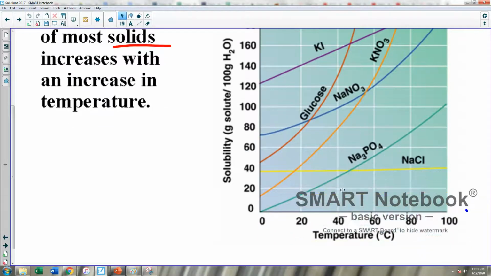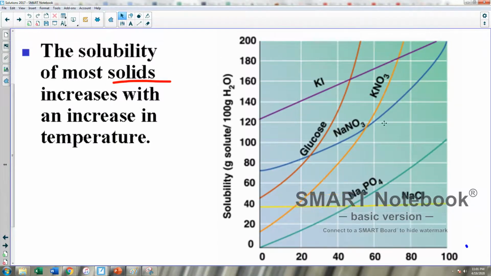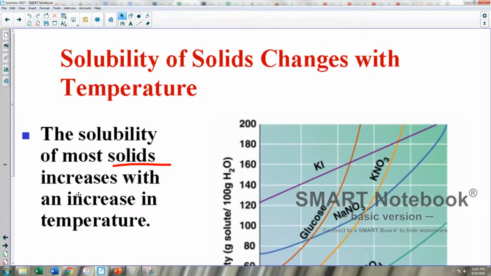One that's not affected very much, coincidentally, is salt. Regular table salt is not really affected by the temperature very much. If you heat up regular water, you can't really dissolve much more regular table salt, whereas sugar and a lot of the nitrates are strongly affected by temperature.